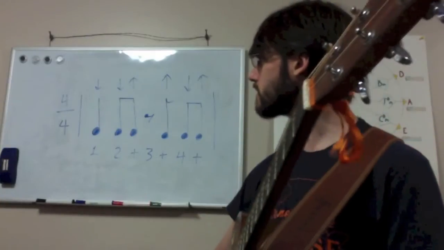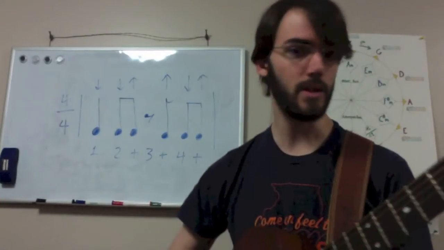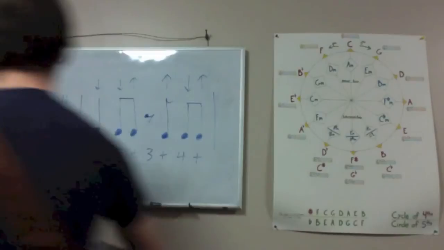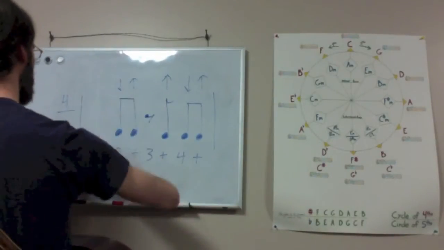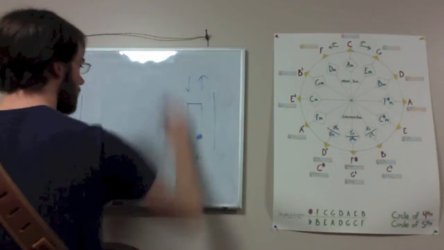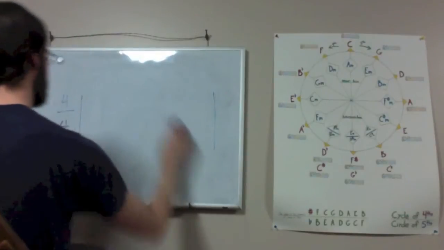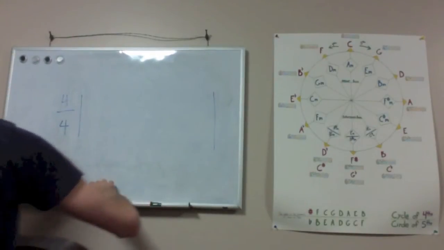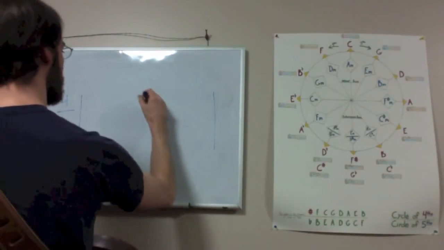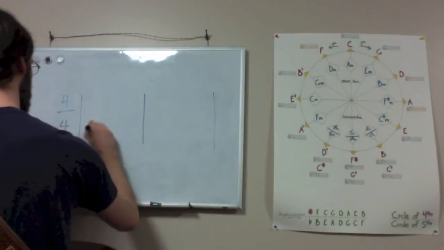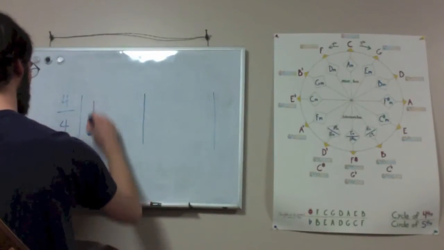So let's try another little example here with just 8th notes again, so we can hear what I'm talking about. I'm going to do 2 measures. The first measure is just going to be quarter notes, 4 quarter notes.